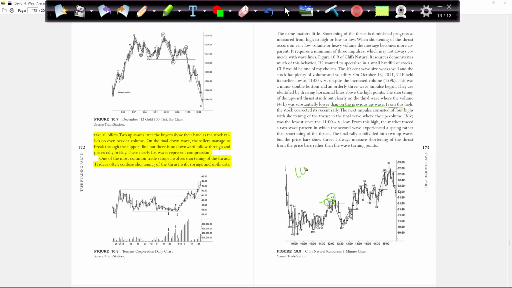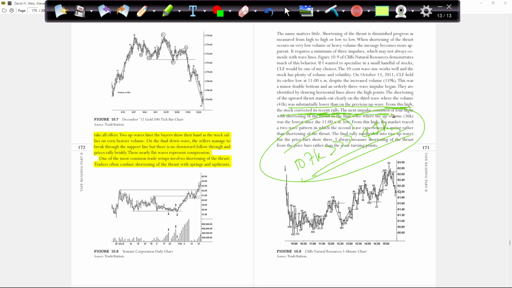So this was 107K, this one is 41K, which is very less. Okay, very less. So we have one, I think 107K, which is way greater than 41K. All right, so that's what's happening here. And so this is showing us this shortening of the thrust, which means that from this high, the stock curve corrected its recent rally.